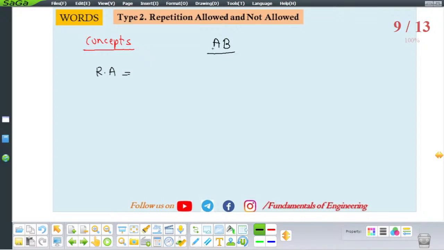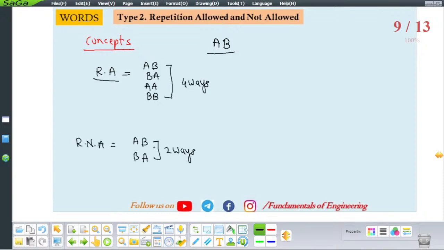Now when repetition of letters is not allowed, we can write only AB and BA. Only these 2 ways we can write the words.